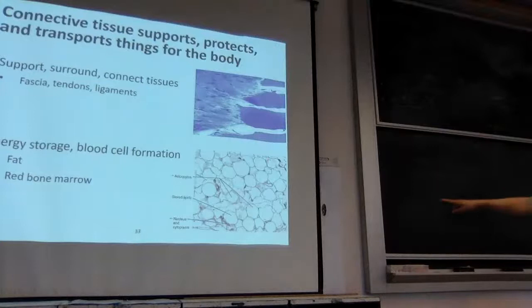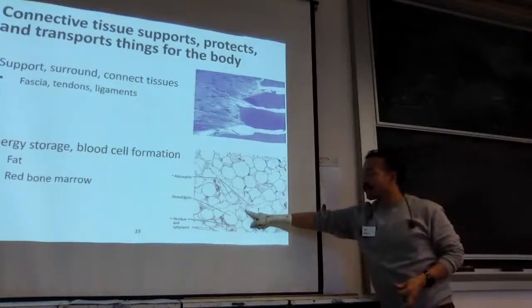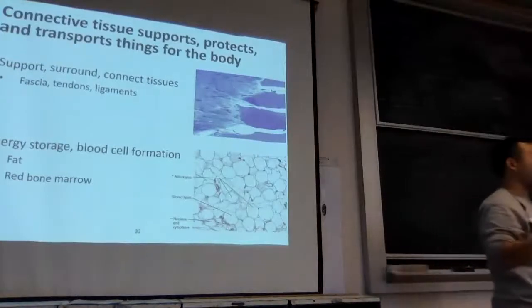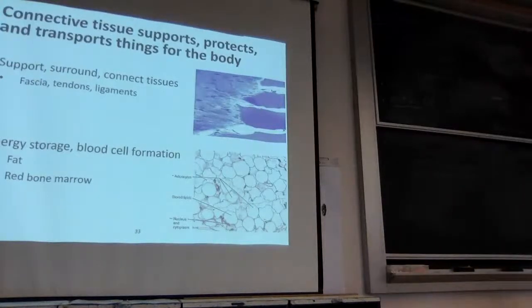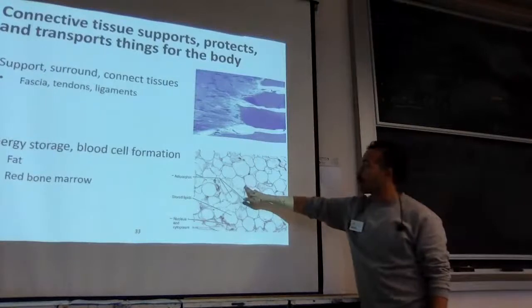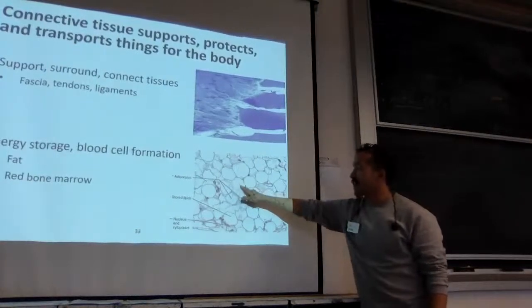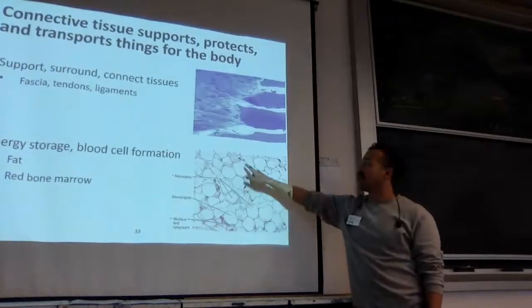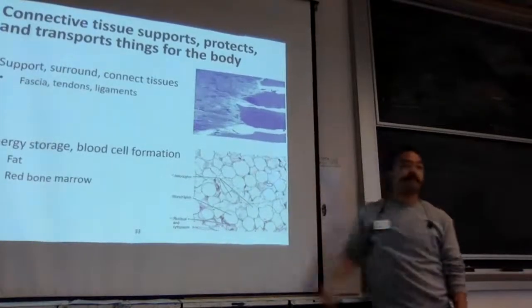Shown here is adipose. Adipose is very, very big and full because it's stored fat. So the nuclei of these cells are all pushed to the side. All of this is fat storage, and then all the organelles are in this one small part of the cell. It's all pushed to the side.